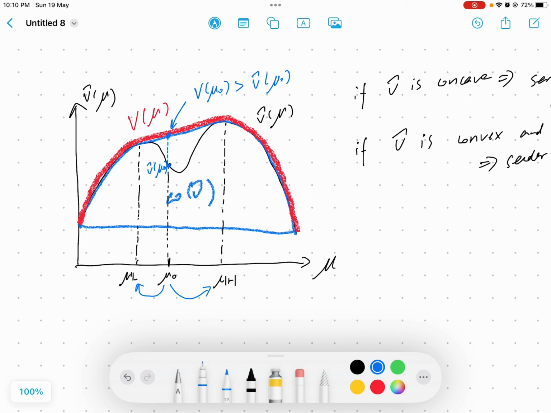And similarly, if mu naught is here, then we cannot find any signal to induce a distribution over the posteriors, right? Since this is on the concave part of this function, or if we ignore other parts, this function is concave, so it doesn't satisfy this result, right?